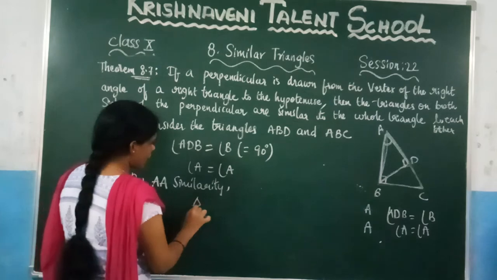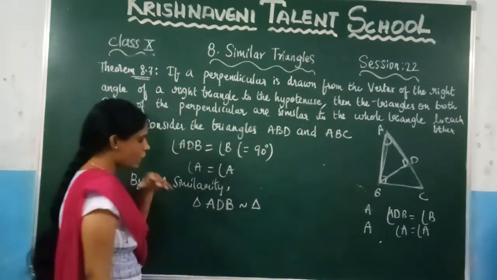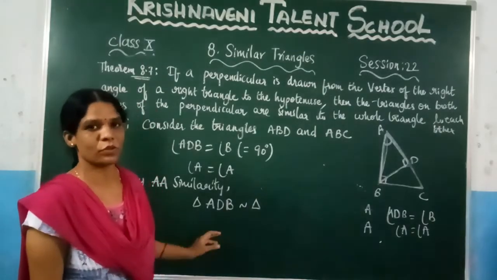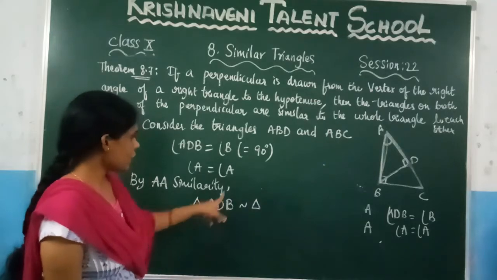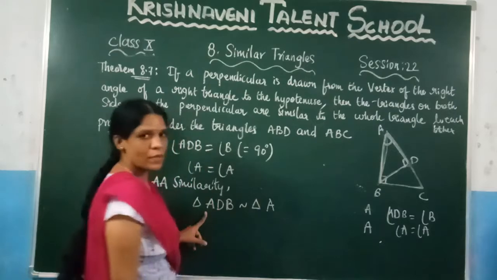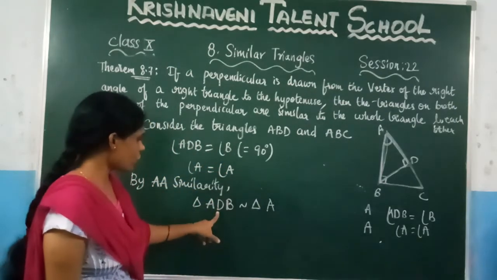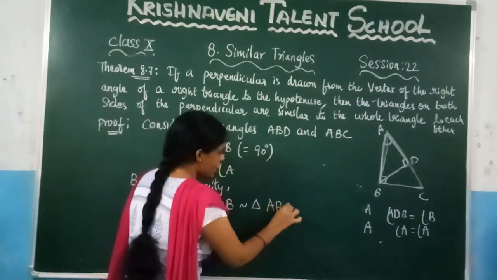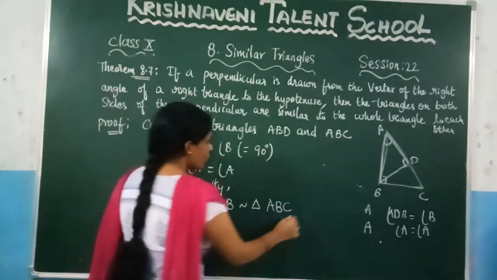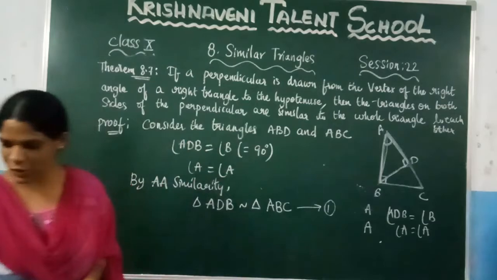What are those triangles? Triangle ADB is similar to triangle. While writing the similarity, you need to check which angle is equal to which angle, so that you can keep it here. Angle A is equal to angle A. So in place of A, you need to write A. And similarly here, angle D is equal to angle B. So in place of B, you can write B. What is left out here, which is C. So we got it here, these two triangles are similar. So let us write this one as equation 1. Now what we need to prove here?